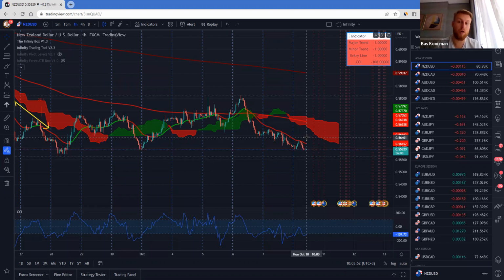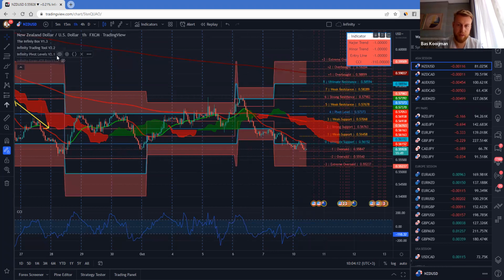So back to the normal charts. Of course, here we see that the major and minor trend are both down. The entry line is red as well, and the CCI is minus 110. Now, this is really good. It means that there are currently more sellers than buyers in the market, and this can push further down.